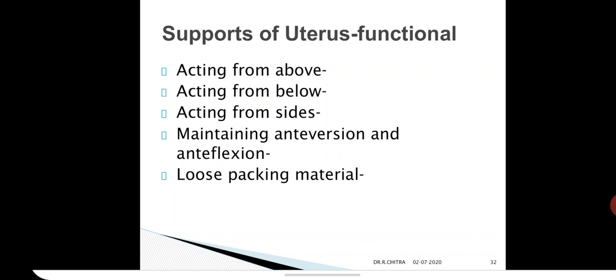Loose packing material, the parametric tissue, spreads between the pelvic fascia and endopelvic fascia and fills up the dead spaces between the pelvic peritoneum and the pelvic floor. This is an important support, because in very lean individuals, uterine prolapse is common. At that time you will understand the importance of this fibrofatty tissue as a loose packing material, which is more supportive.